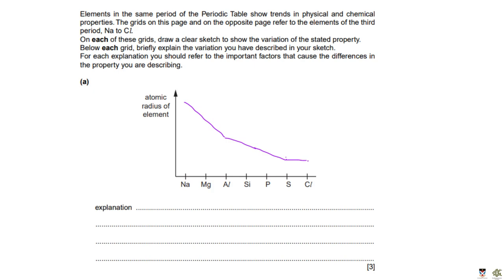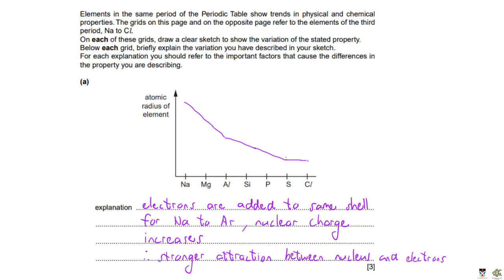Because all of these elements are in the same period, the electrons are added to the same shell, and as we go from sodium to argon, there is an increase in the nuclear charge. Therefore, as a result of the stronger attraction between nucleus and the outer shell electrons, we're going to see a decrease in the atomic radius going from sodium through to chlorine.